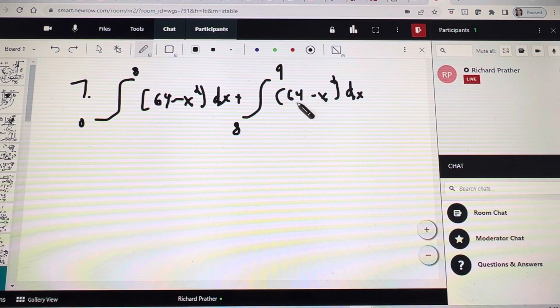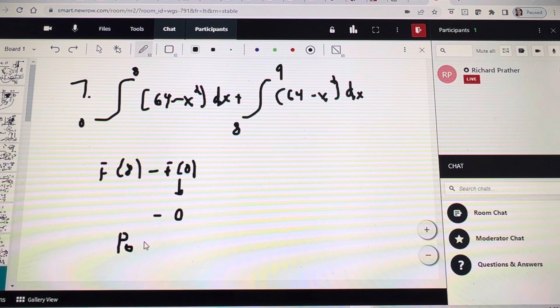And this will be a negative answer once you get it. So do your antiderivatives. They're very similar to ones we've done already. F of 8, big F of 8 minus big F of 0. And since both of these will have x in their antiderivative, this F of 0 is going to be 0. It's always nice when that occurs. So this will be a positive answer right here.